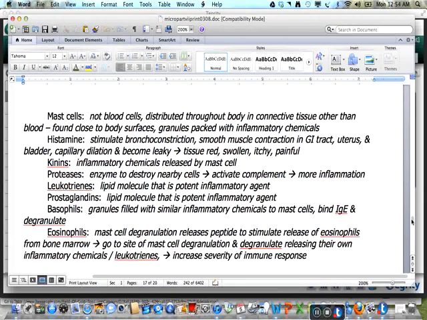Basophils contain granules filled with similar inflammatory chemicals to mast cells. Basophils bind IgE and degranulate, increasing inflammation. Mast cell degranulation releases a peptide to stimulate the release of eosinophils from the bone marrow. The eosinophils go to the site of mast cell degranulation and degranulate their own inflammatory chemicals and leukotrienes to increase the severity of the immune response. With so many inflammatory chemicals, an antihistamine alone often does not eliminate symptoms.